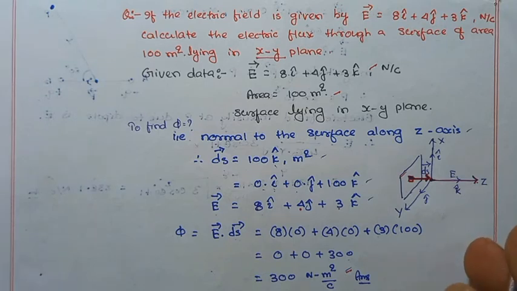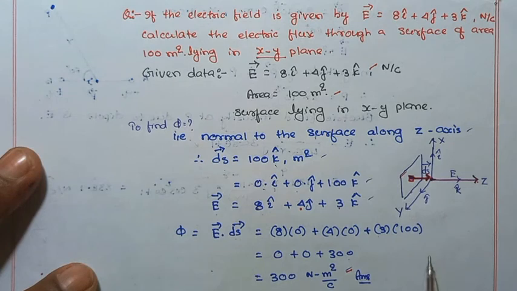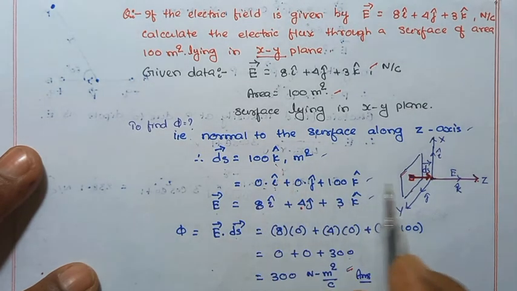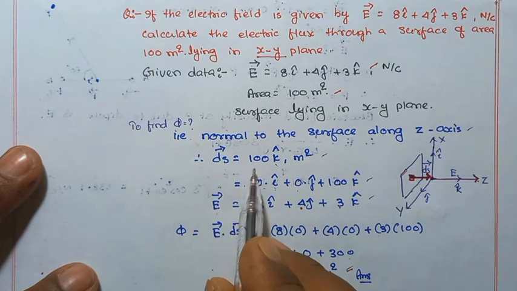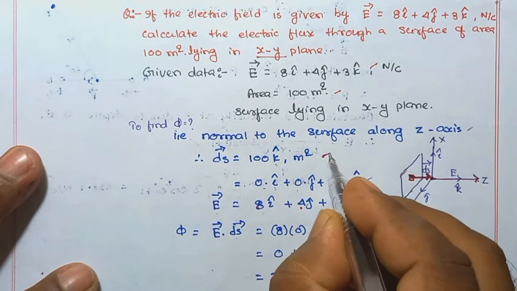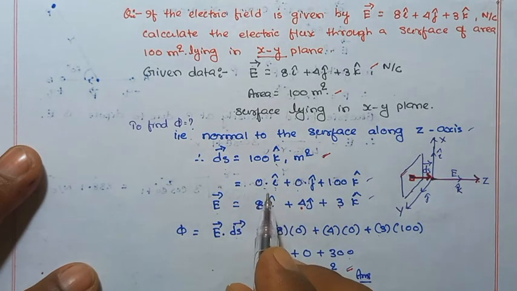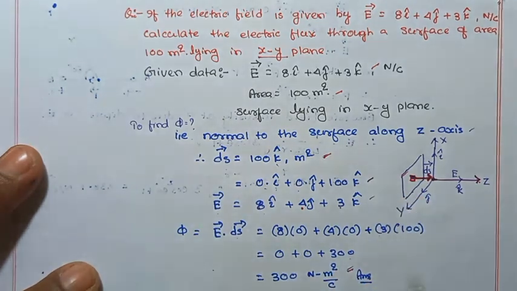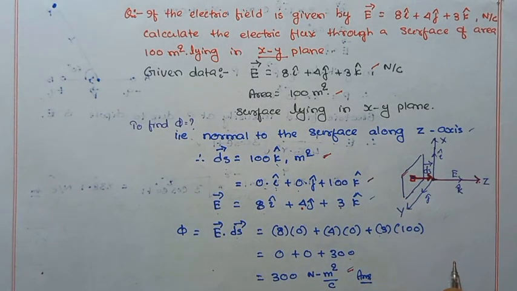Here the electric field is given, E vector is equal to 8 i cap plus 4 j cap plus 3 k cap. The normal is acting along the z-axis, so ds vector is equal to 100 k cap. So it is written as 0 i cap plus 0 j cap plus 100 k cap, because the component of ds along the x-axis is 0, and along the y-axis is 0. That's why it is written as 0 i cap plus 0 j cap.